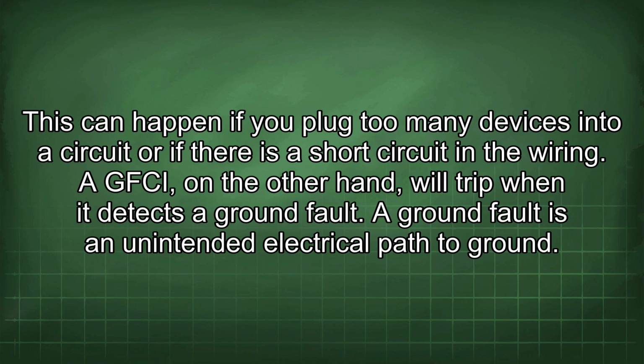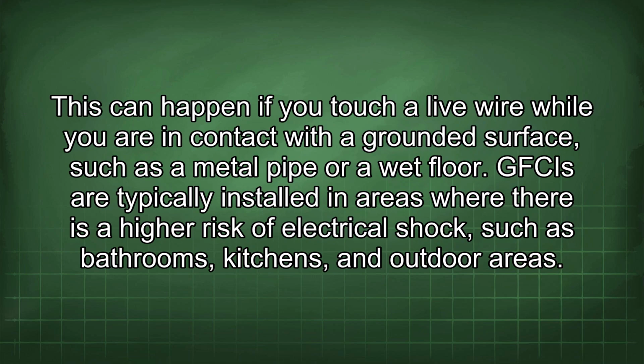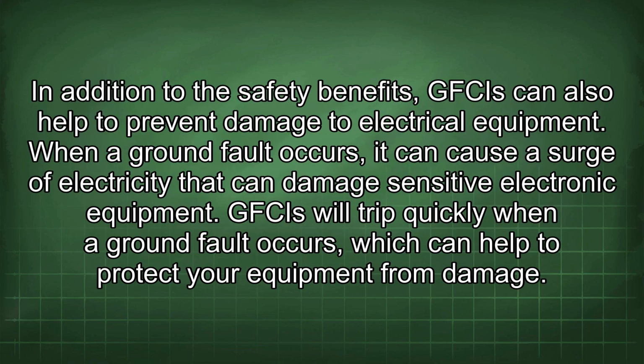A ground fault is an unintended electrical path to ground. This can happen if you touch a live wire while you are in contact with a grounded surface, such as a metal pipe or a wet floor. GFCIs are typically installed in areas where there is a higher risk of electrical shock, such as bathrooms, kitchens, and outdoor areas.